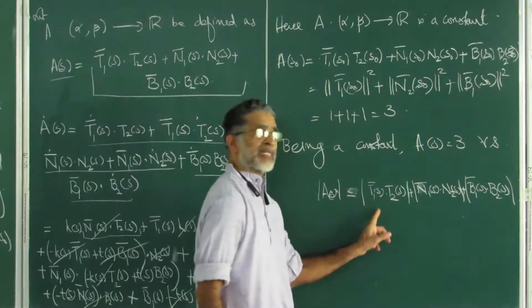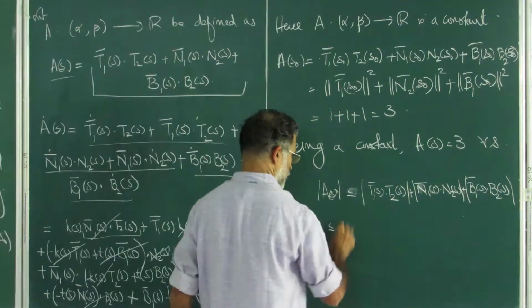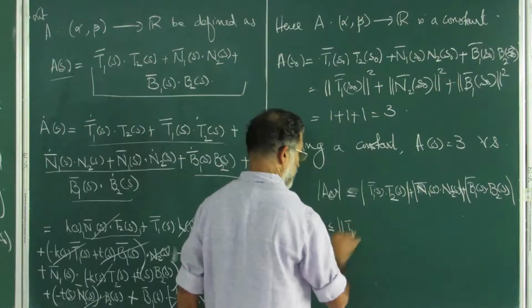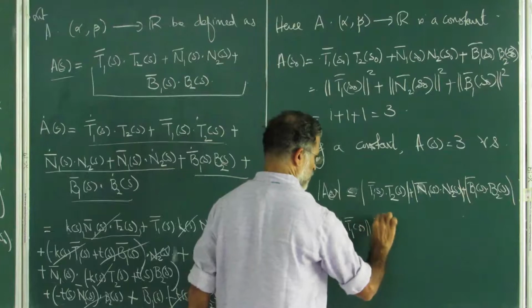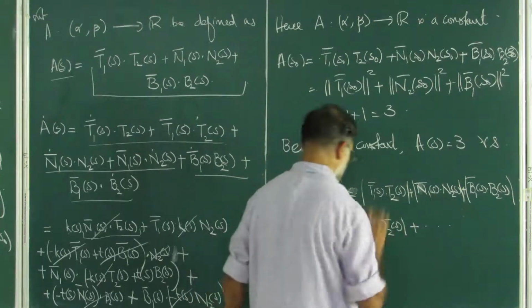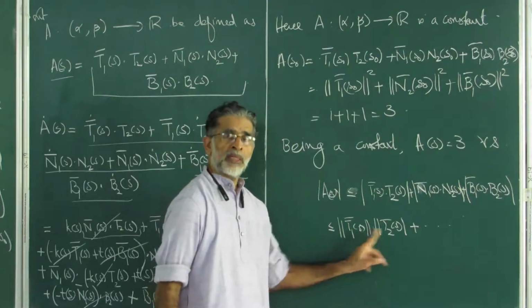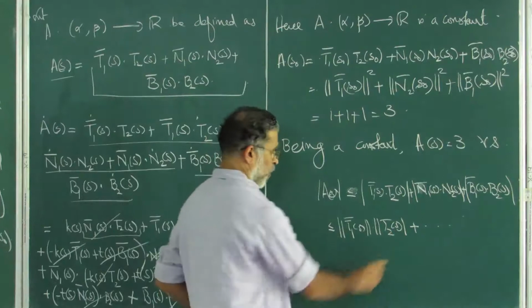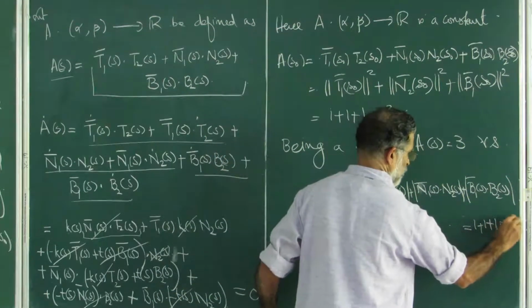Norm of A dot B is less than or equal to norm A into norm B. So this is less than or equal to norm of T1 bar at s into norm of T2 s plus etc. But what do you know about this? This is 1. This is 1. So this whole thing is less than or equal to 1 plus 1 plus 1, that's equal to 3.